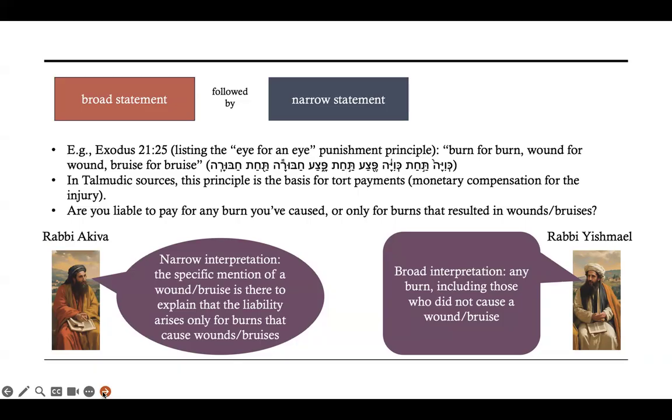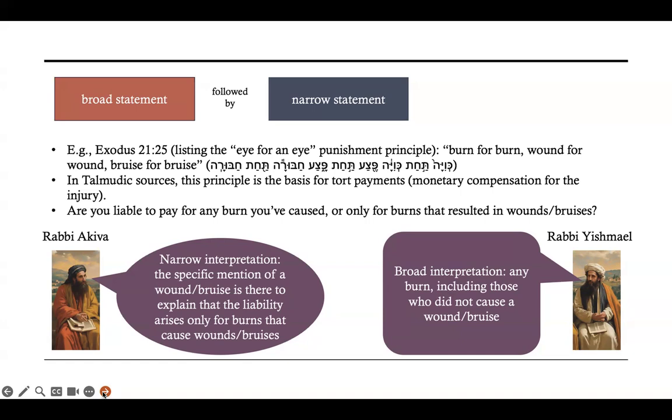But this raises a question. Because this verse says burn for burn, wound for wound, bruise for bruise, does this mean that you're supposed to pay for any burn that you've caused, for any wound that you've caused, or for any bruise that you've caused? Or is the latter part of the verse an interpretation of the former, which is to say, you only pay for burns that resulted in bruises?